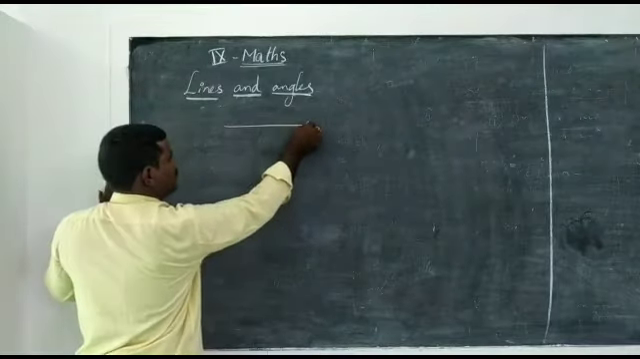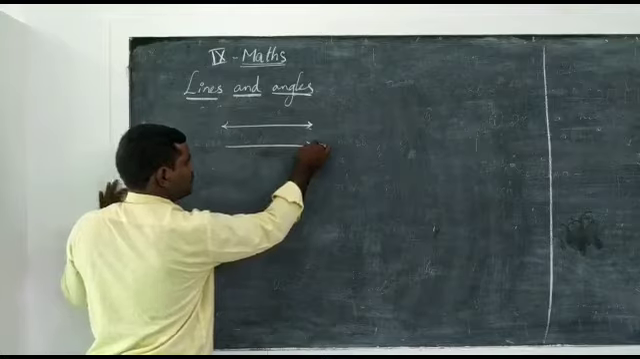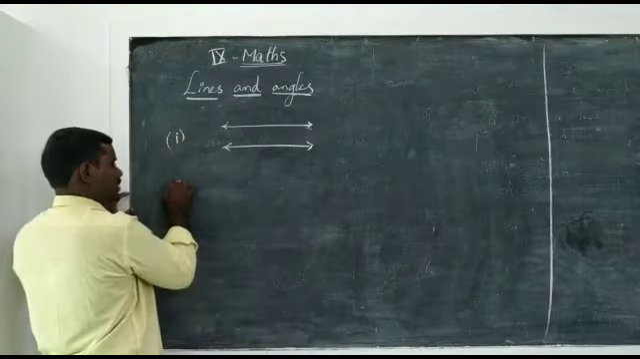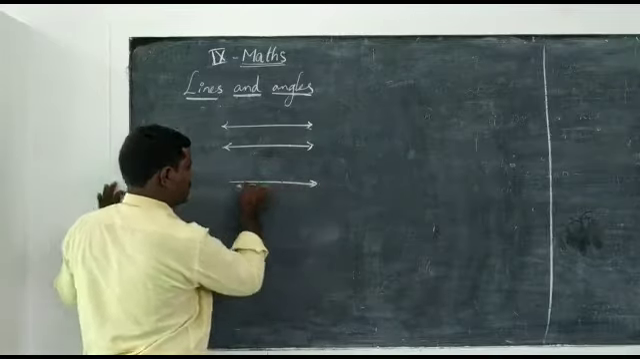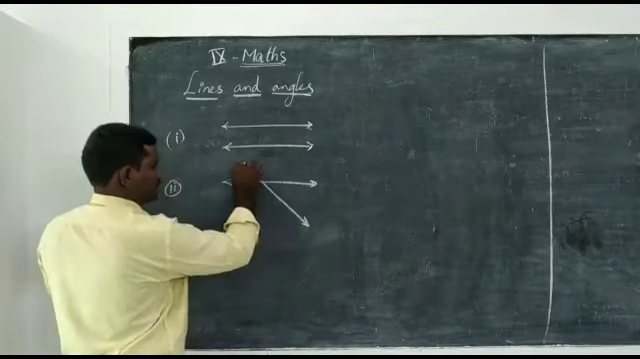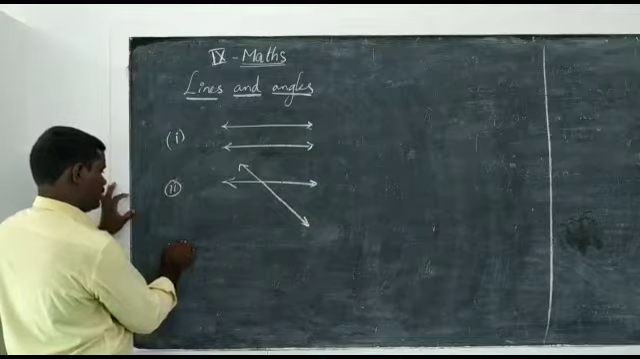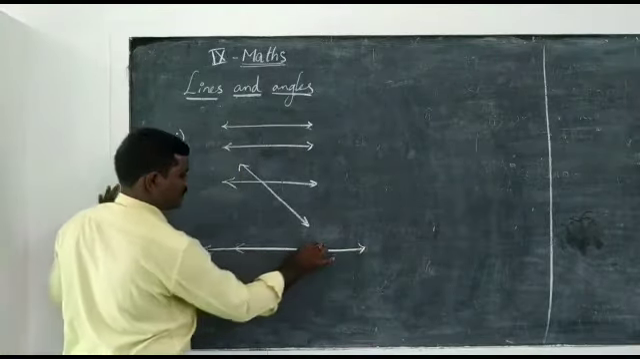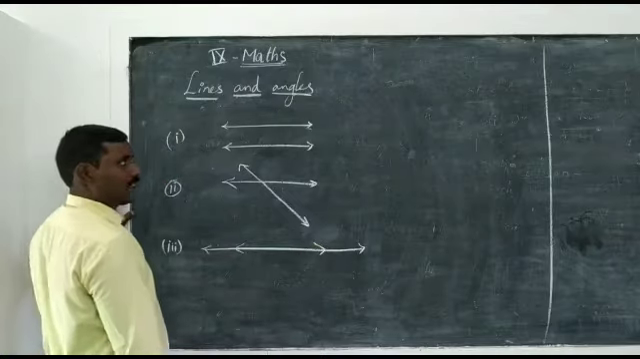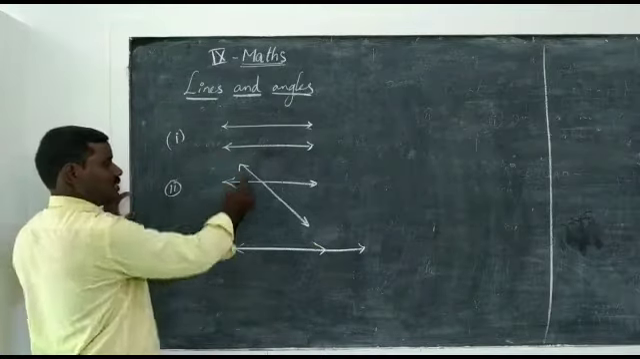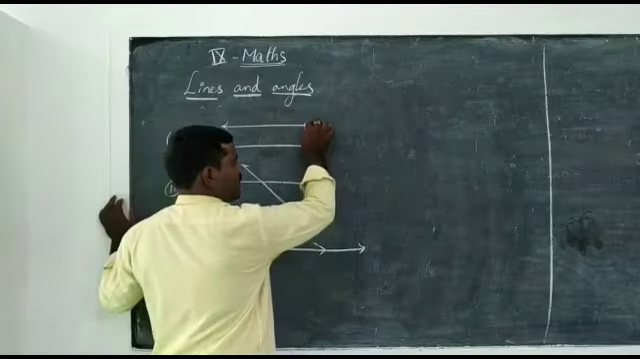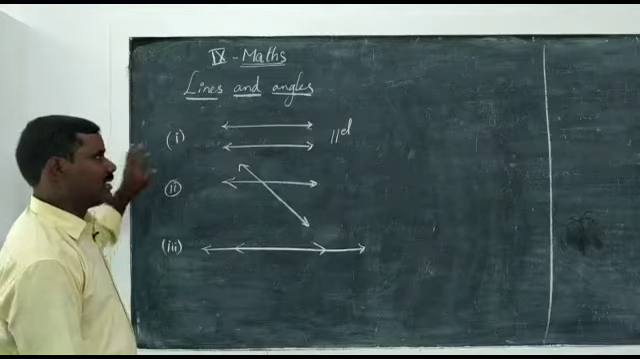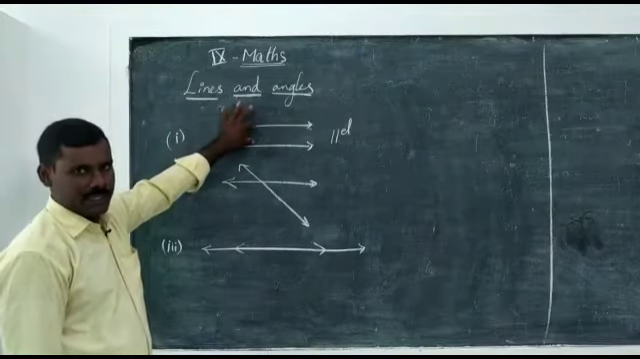See the lines. I will take two lines. This is one. In the second situation, the lines are like this. And in the third situation, the lines are like this. I am taking only two lines, but three situations have come. In the first situation, the lines are parallel. There is no angle between two parallel lines.